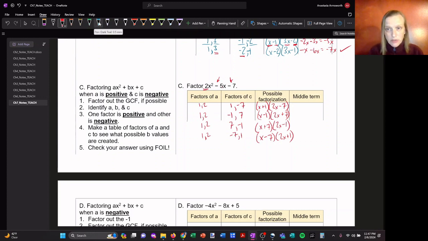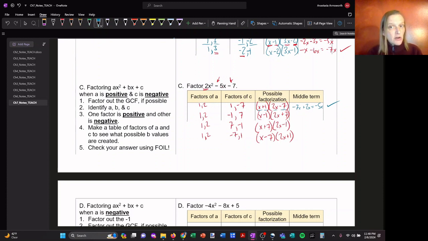Let's look at our middle terms. For our middle terms, we look at the outside terms and then the inside. Outside is x times negative 7, which is negative 7x. Our inside terms are 2x times 1, so that's positive 2x, and that adds up to negative 5x. As it turns out, that is the correct answer here. We do not need to move on and test the others.